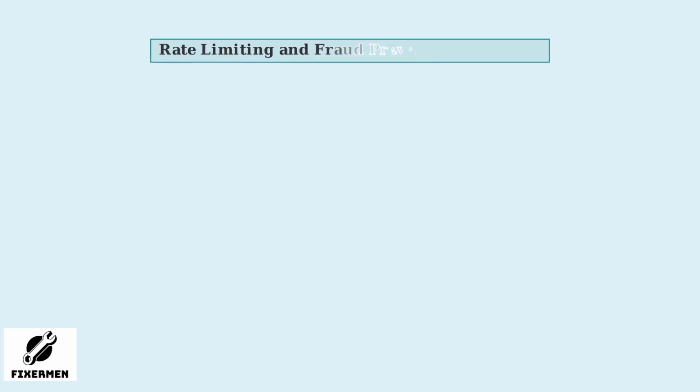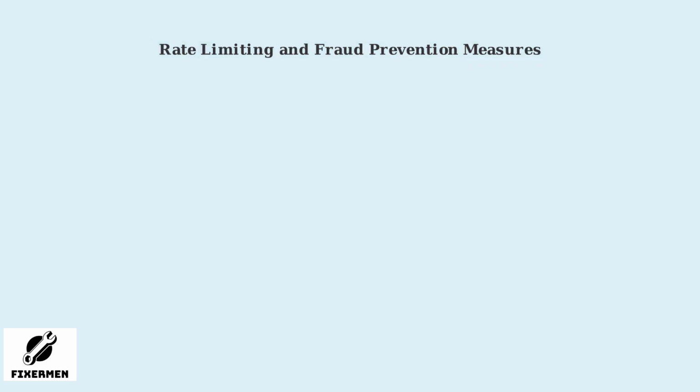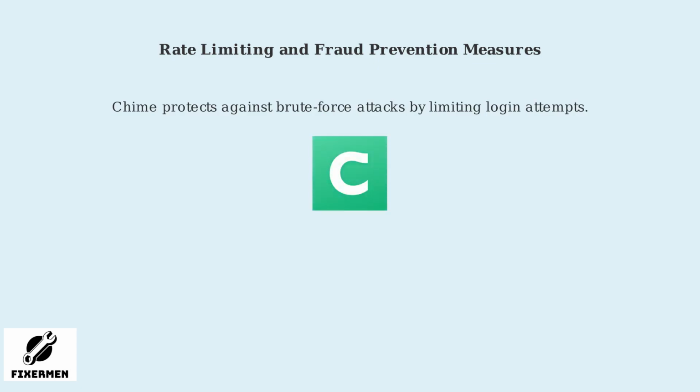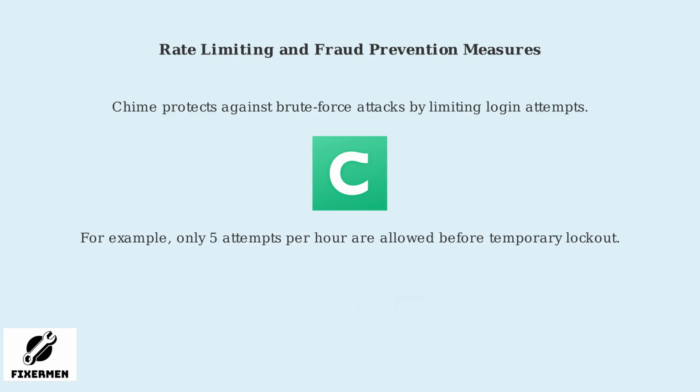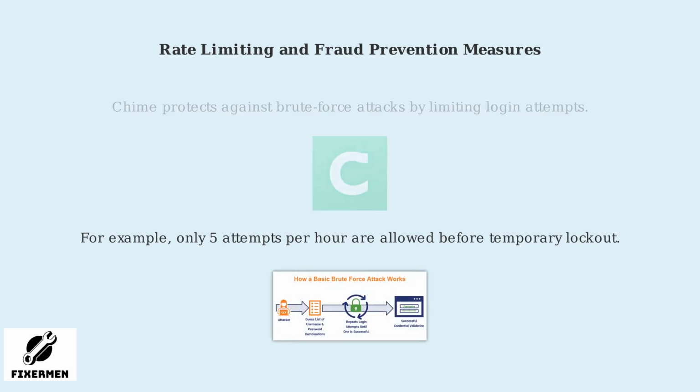Rate limiting and fraud prevention measures help protect Chime accounts from unauthorized access. To prevent brute force attacks, where attackers try many password combinations, Chime limits the number of login attempts. For instance, users can only make 5 login attempts per hour before the account is temporarily locked.